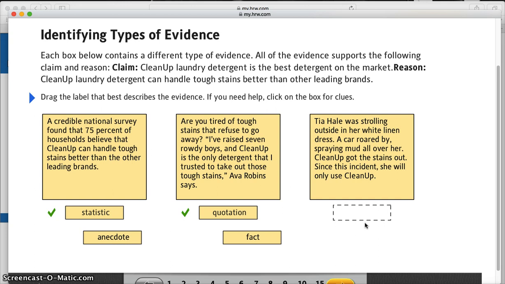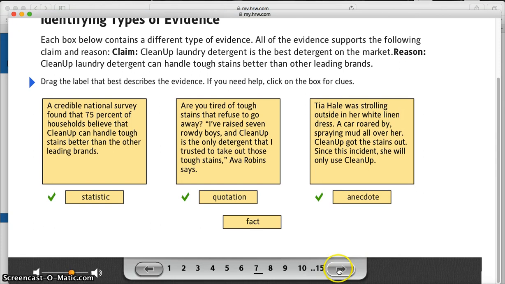Our last one. Tia Hale was strolling outside in her white linen dress. A car roared by, spraying mud all over her. Clean Up got the stains out. Since this incident, she will only use Clean Up. So that is a story of what happened to a person and how they got rid of their stain, so that must mean an anecdote. I believe this is the end of our tutorial. Let me do a quick check.